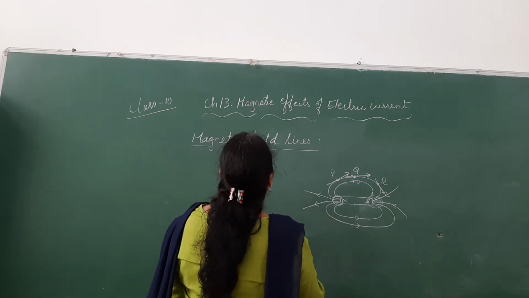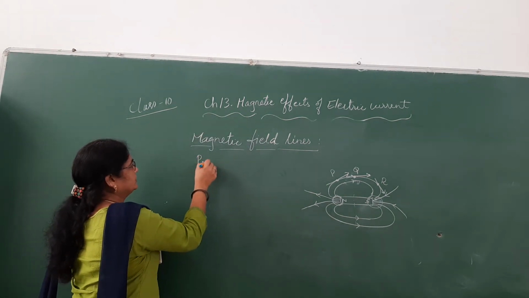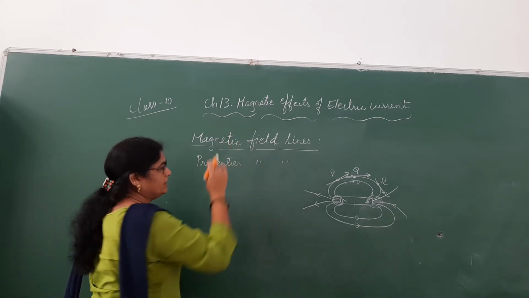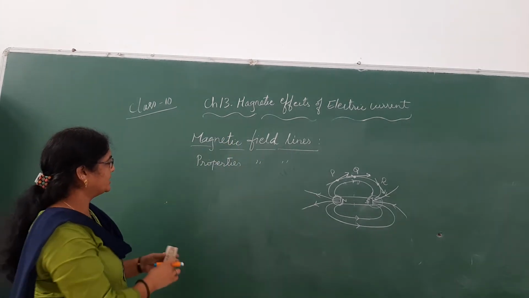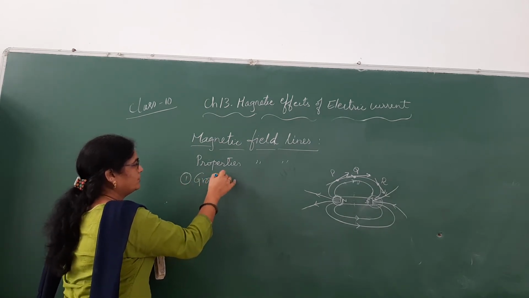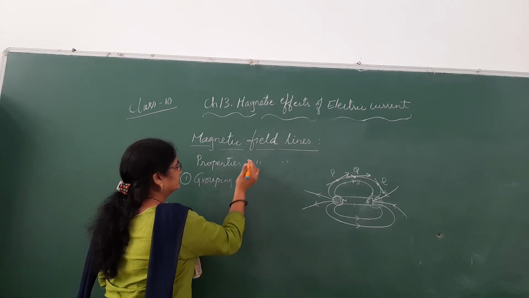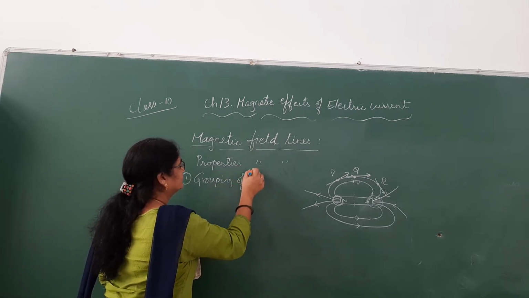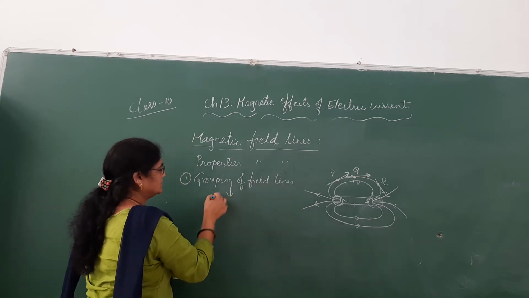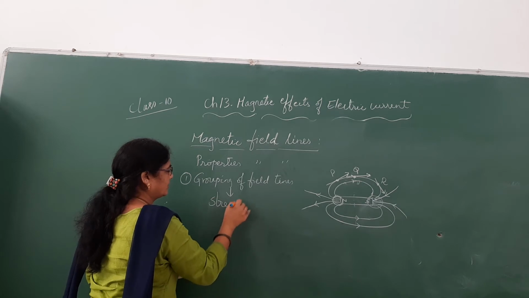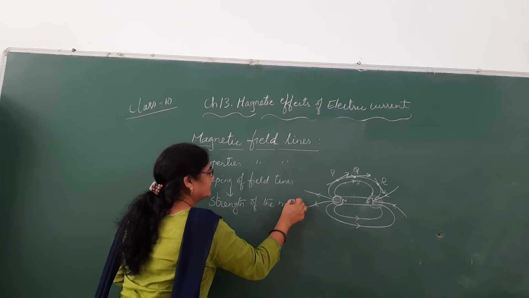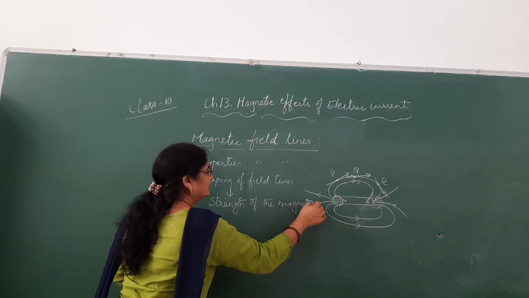Let us understand what are the properties of these magnetic field lines. Properties of magnetic field lines. First property, as I said, grouping of field lines or crowded field lines says about the strength of the magnetic field.